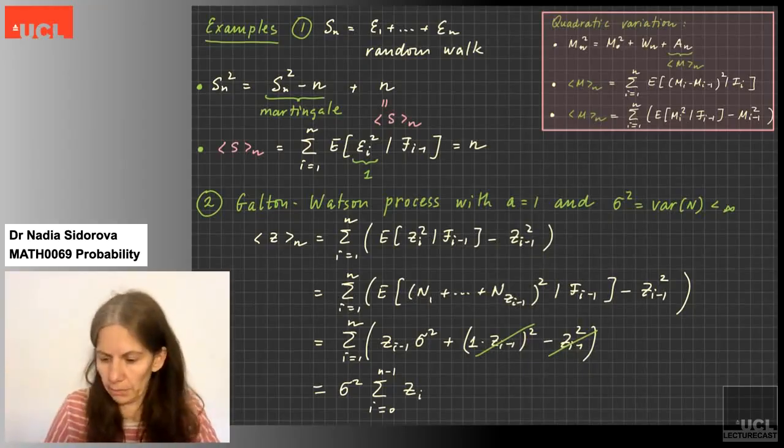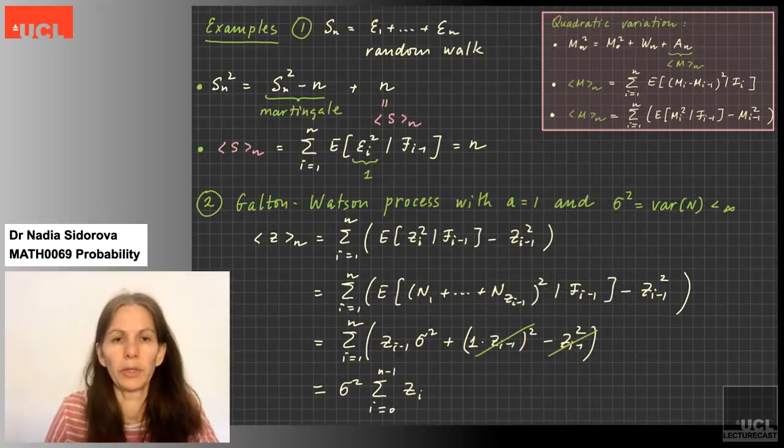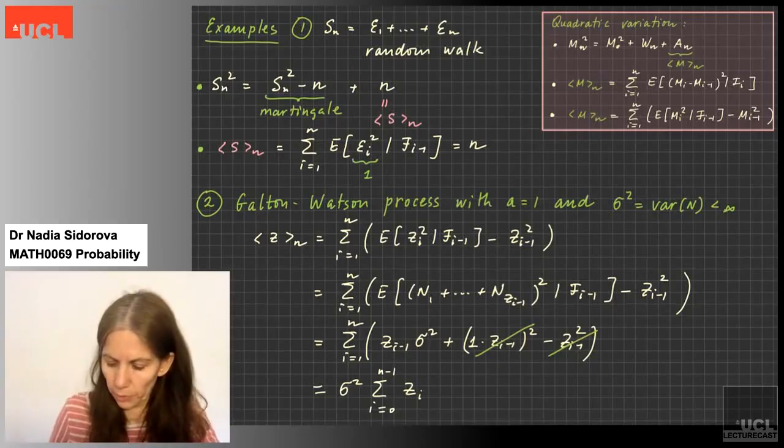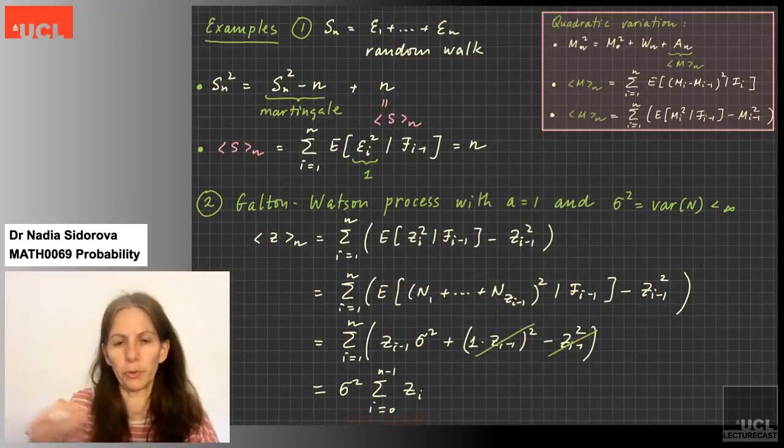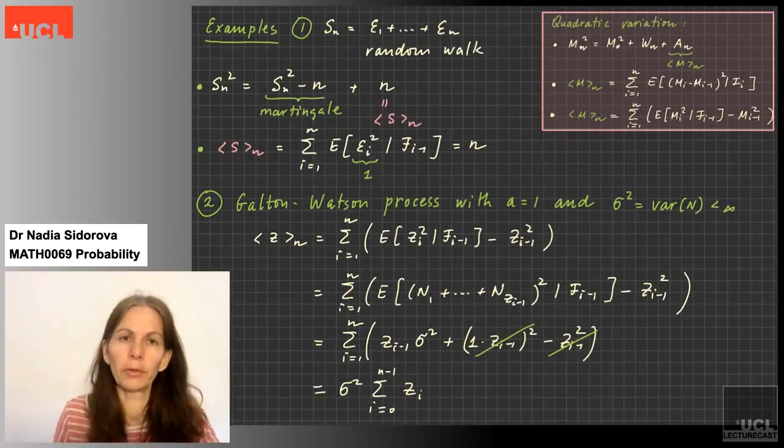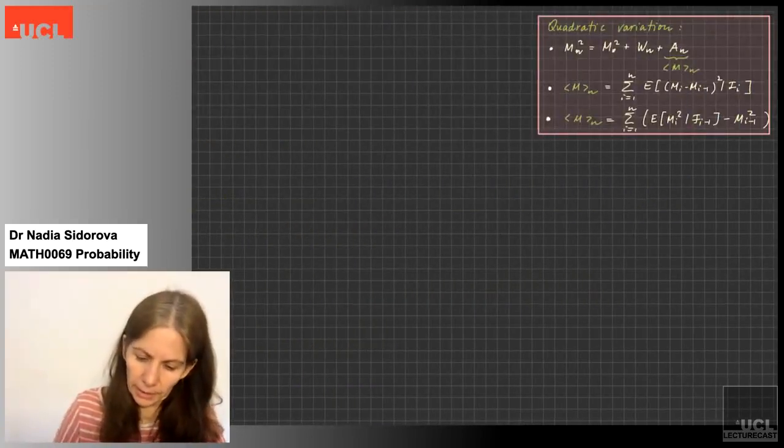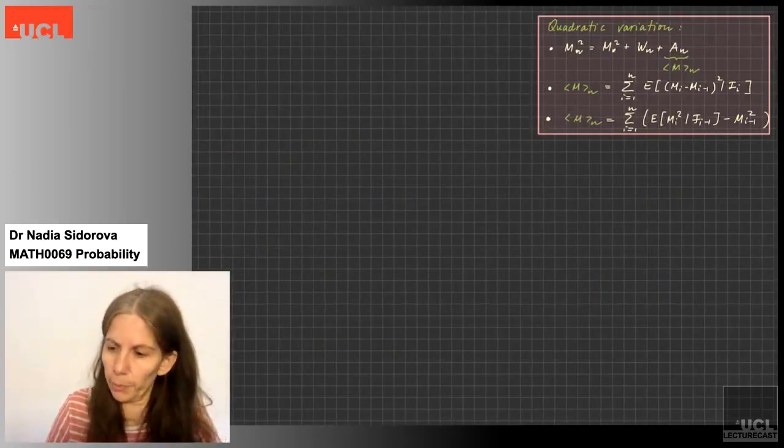So when you have done the calculation, always check that what you obtained is growing and in particular non-negative. This thing is clearly growing because when you add more terms, you only add new children, so you only make it bigger. So this is how it works for the Galton-Watson process. And the last example will be the Pólya urn.